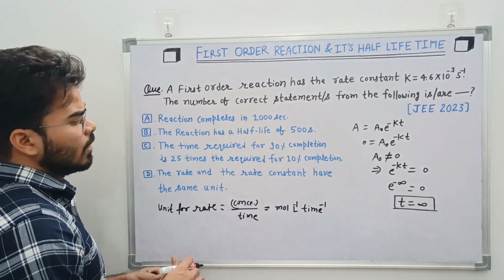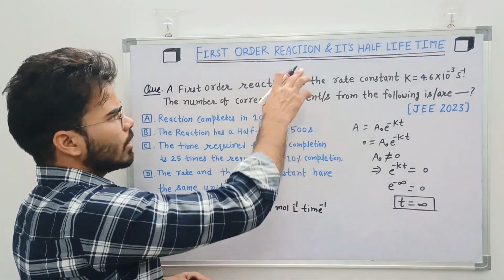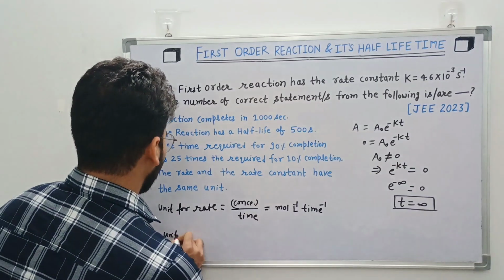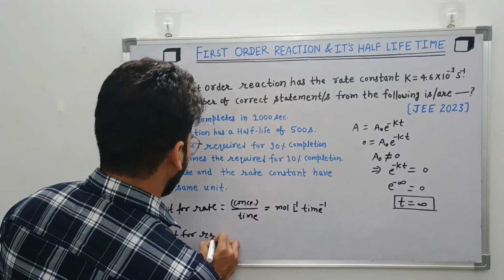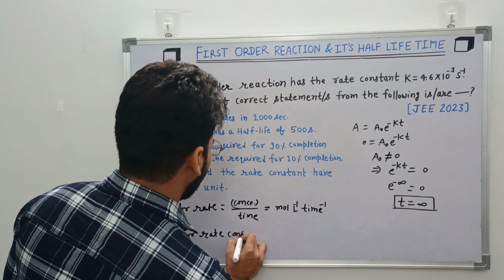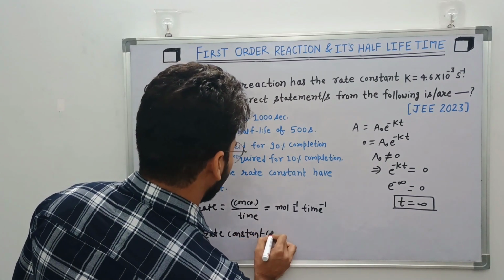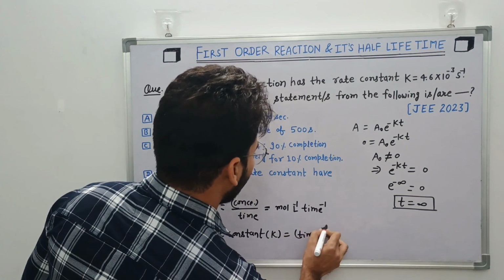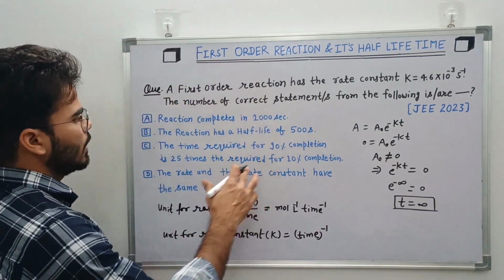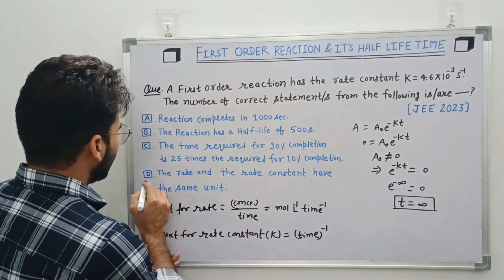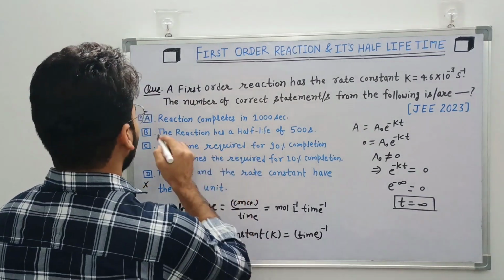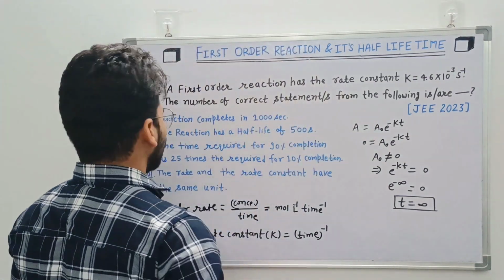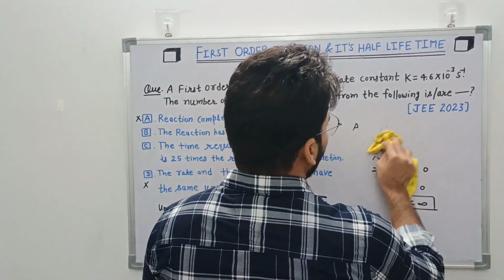And we know that the unit for the rate constant, that is K, for a first order reaction is time inverse. It means our option D is also wrong and option A is also wrong. Now we can check among options B and C.